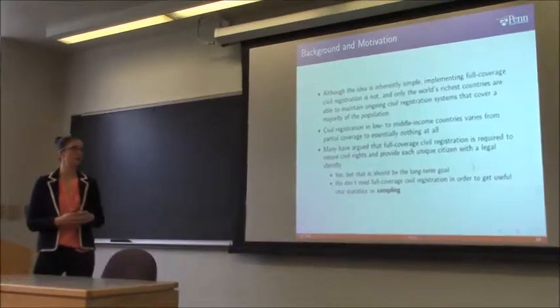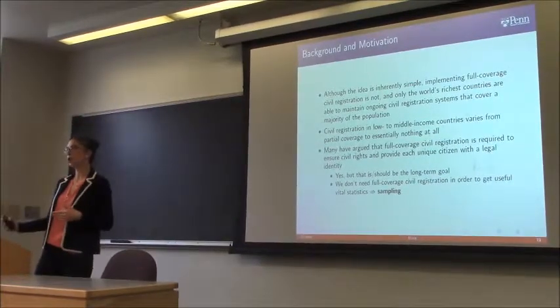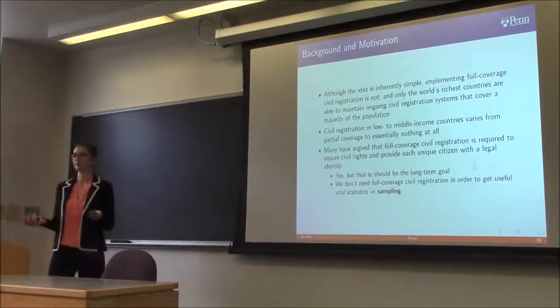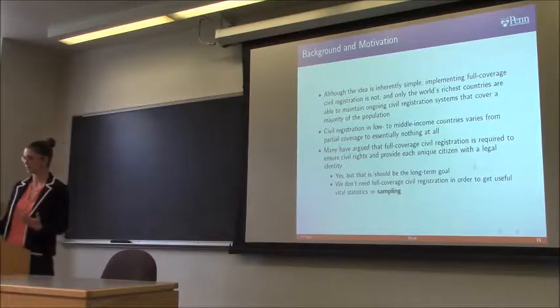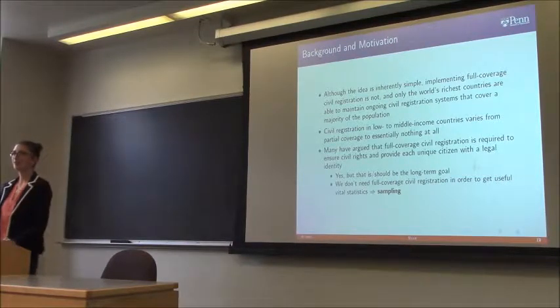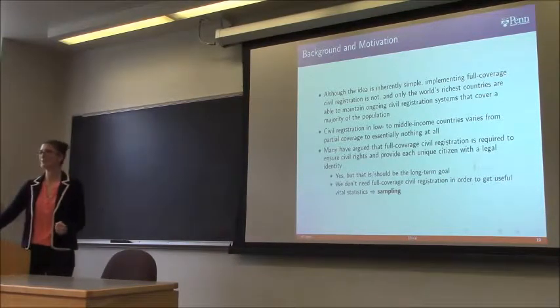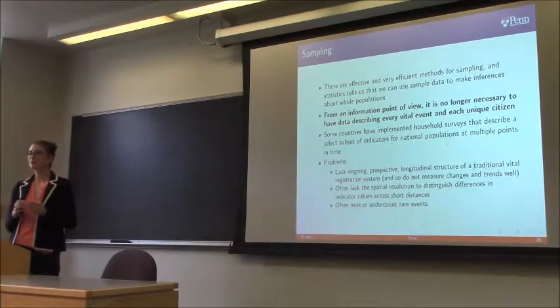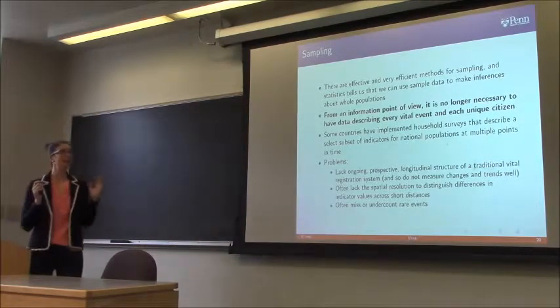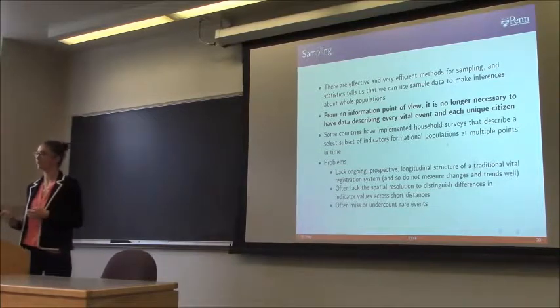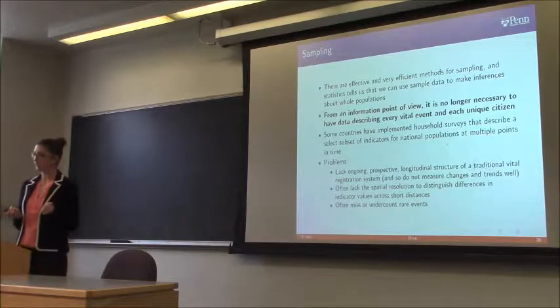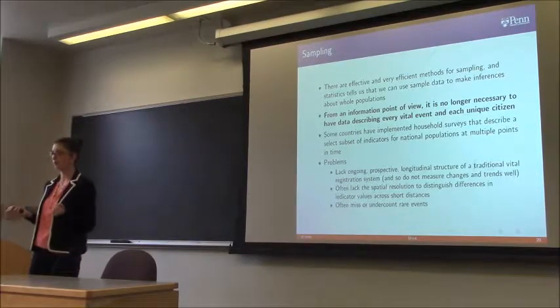That is absolutely true. But that should be the long-term goal, because we don't actually need full coverage civil registration in order to get useful vital statistics, because we have sampling available to us. And if you've all taken Peter's statistics class, hopefully you guys have talked about sampling. Sampling is super, super important. We have a lot of effective and very efficient methods for sampling, and from statistics we know that we can use sample data to make inferences about whole populations.